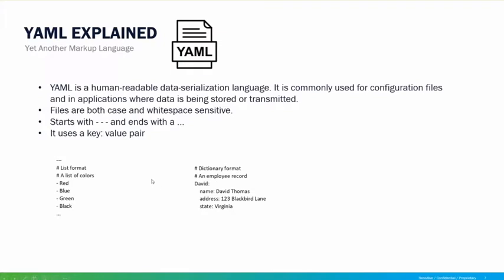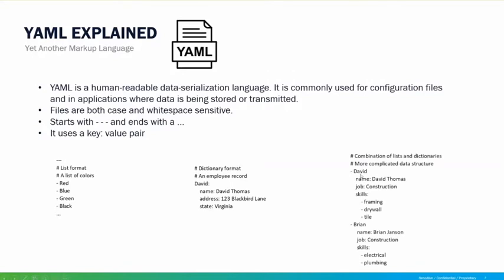The next one is the dictionary format. We have our item called David, and David has some attributes. He has a name, he has an address, and he lives in the state of Virginia. You'll notice the white space here. Again, it is white space sensitive. When you move underneath David and put the spaces in, it tells YAML that you want these specific key values to be associated with David in a dictionary format, whereas before each one was an individual list.